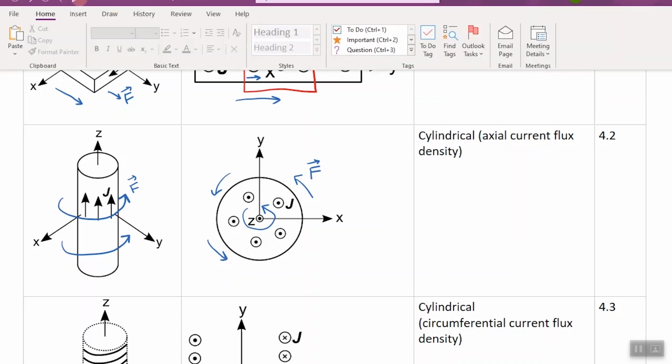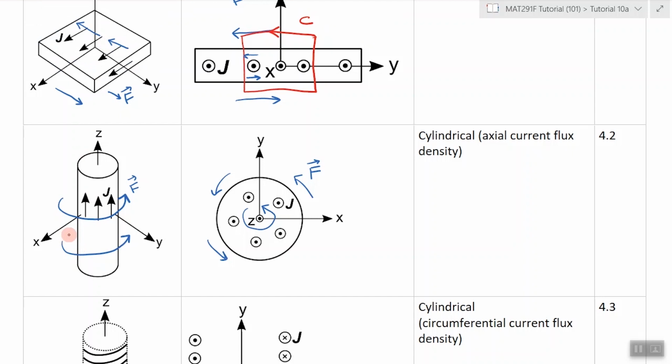A good Amperian contour is, again, the one that captures the current density. So it would be a circle in this case. In this case, the symmetry is cylindrical because nothing depends on theta and nothing depends on z. The only important variable in this case is the distance from the z-axis. And the kind of current that we have here is the axial current flux density.